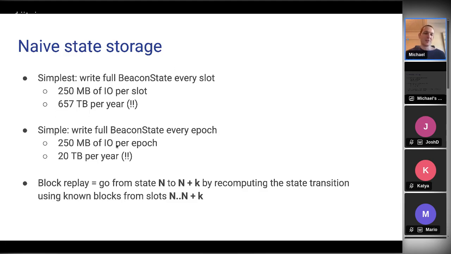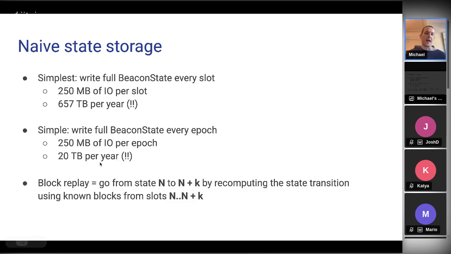The next simplest approach is, what if we don't store a beacon state every slot? What if we store one every epoch? And an epoch is this 32 slot period. So this is a lot better, but it's really only 32 times better. So it's 20 terabytes per year instead of 660. And it's still 250 megabytes of IO that just happens in a big burst once per epoch.